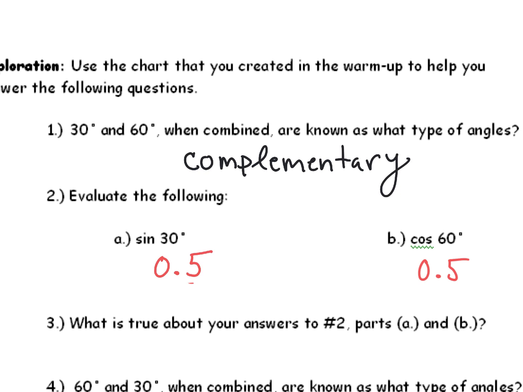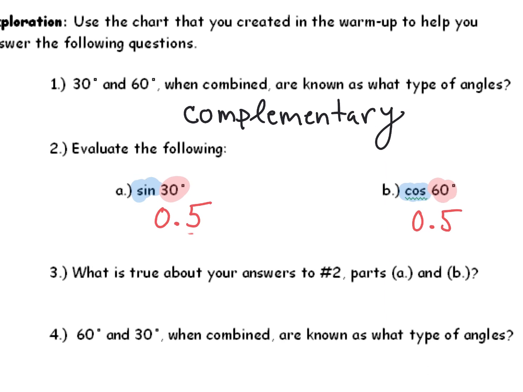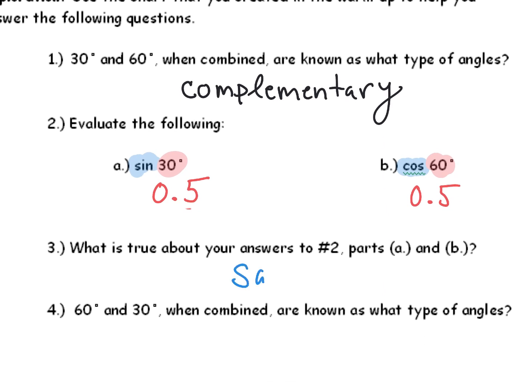We had sine and cosine. Oops, I meant to grab the highlighter there, sorry. We had sine and cosine, and then our angles, 30 and 60, added to 90. So what was true about our answer to number 2, part A and B? They complement, but more than that, they're the same, yeah. So I don't need a fancy answer. They're the same exact number. We got 0.5 out both times.